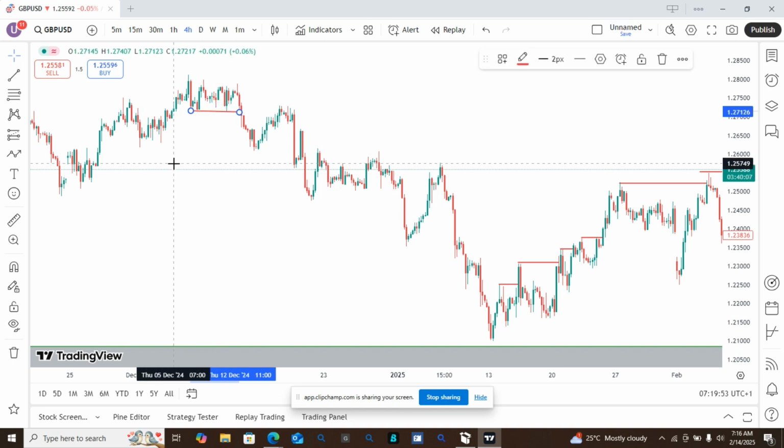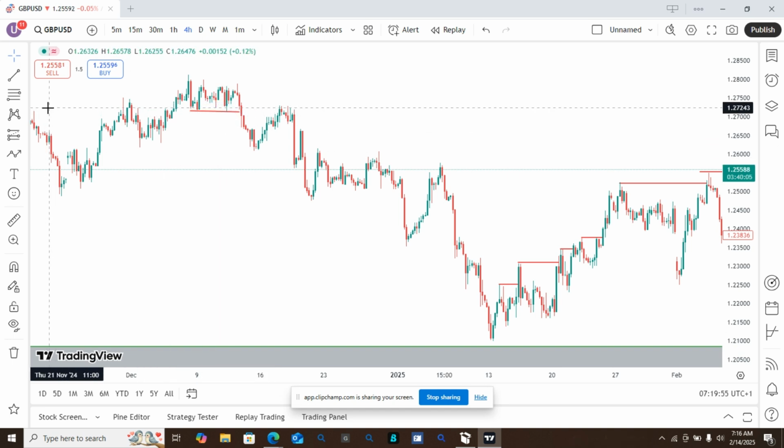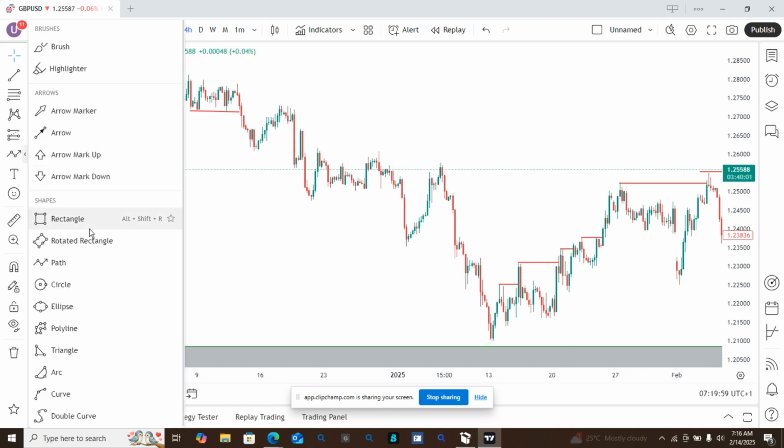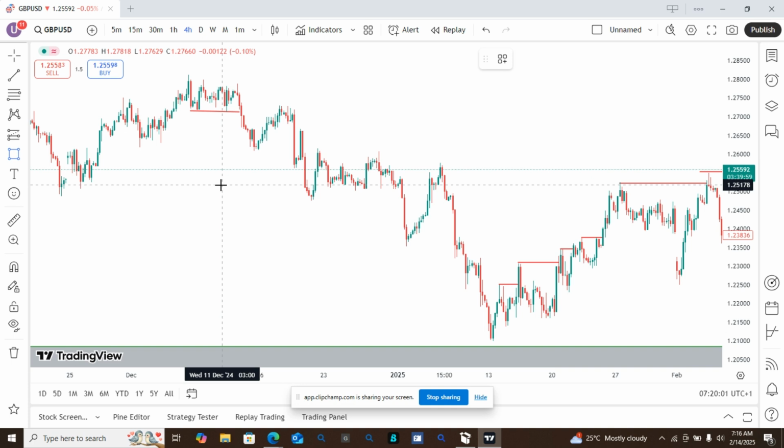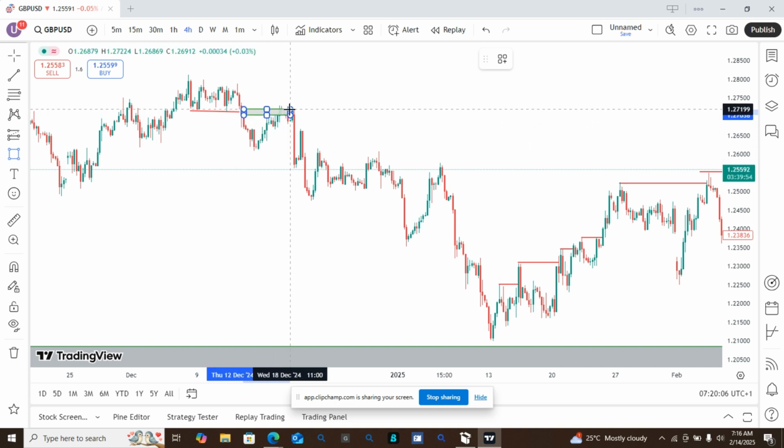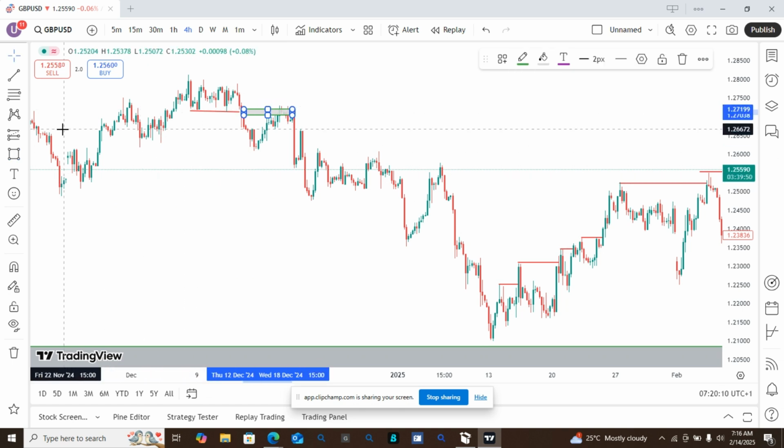And mind you, this internal range liquidity must fall inside the premium area if you want to sell. Okay, if you want to sell, it must fall inside premium. So this is the internal range liquidity. You can see it. This is a fair value gap. There's a fair value gap here. There's also another fair value gap.